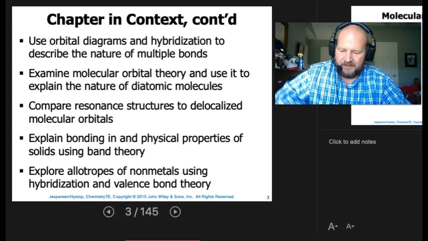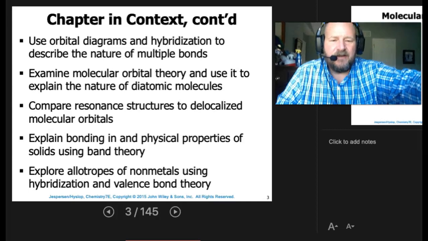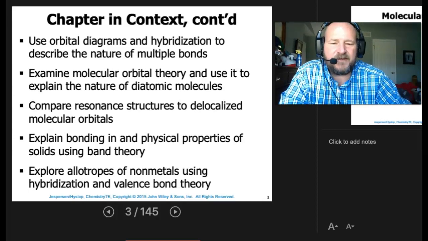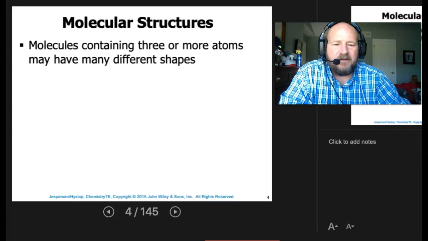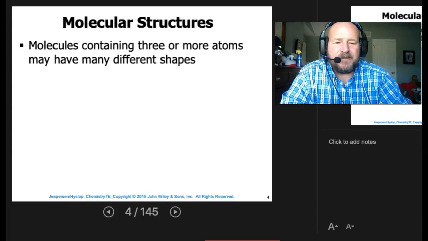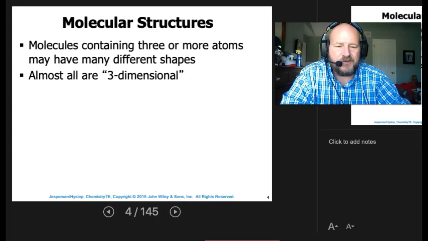So it sounds like a lot of repetitive stuff, a lot of hybridization and molecular bonding, this type of thing. So again, more bonding theory, kind of building off of Chapter 8. Molecular structures are molecules containing 3 or more atoms. They could have different shapes. We typically forget that most of these things are going to be 3-dimensional, and we live in a 3-dimensional world, and that includes our molecules.